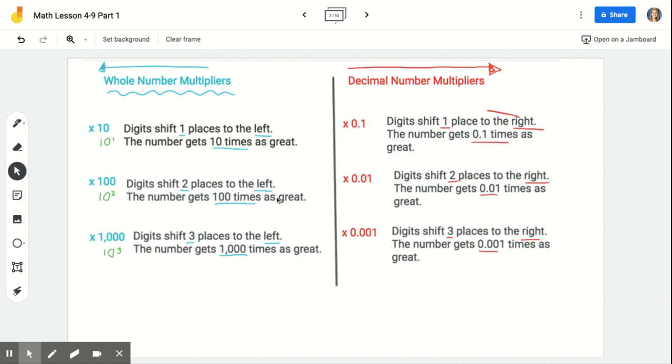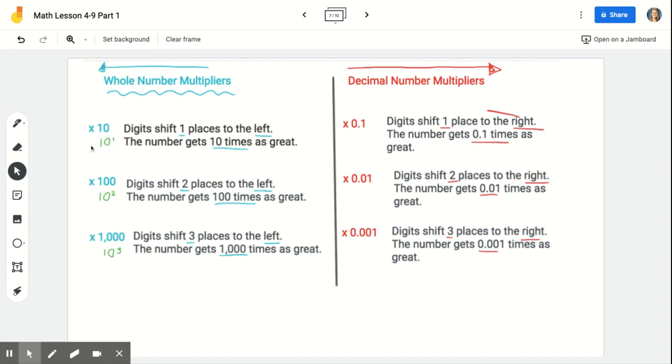So, over here on your screen are some rules with shifting patterns that we have been learning about during this unit. Over here on the left-hand side, written in blue, we have whole number multipliers. When we come across problems with factors such as 10, 100, or 1000, we can use our place value knowledge and this pattern that we've been studying to solve.